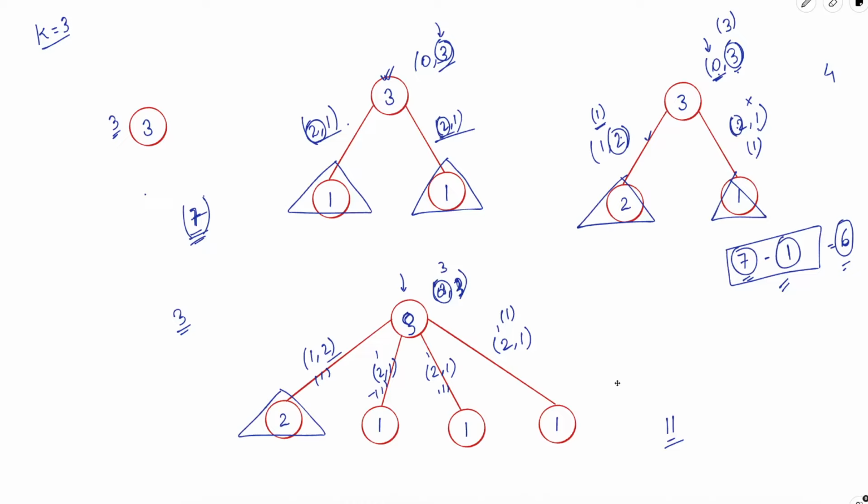Now is 7 possible? The answer lies in the fact, let's see, you have taken this, you have taken this, and you have taken this. If you take these two, here you are saying that I will apply the operation, here you are saying I will not apply the operation. So in total you are applying one operation. So this you have to apply the operation. So if you apply the operation, you will get 0, right?